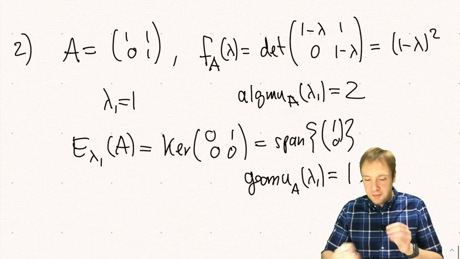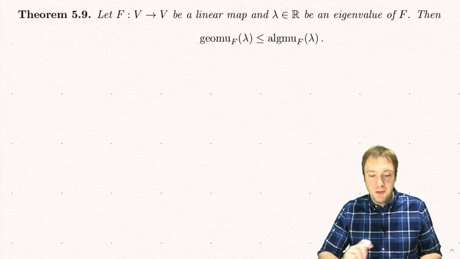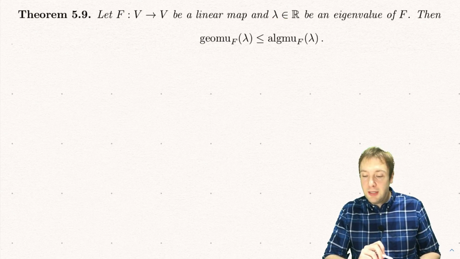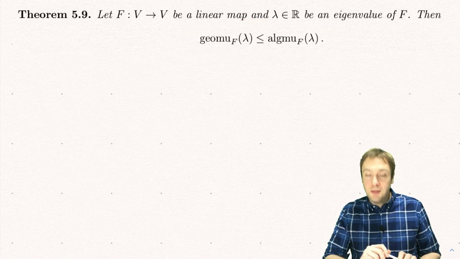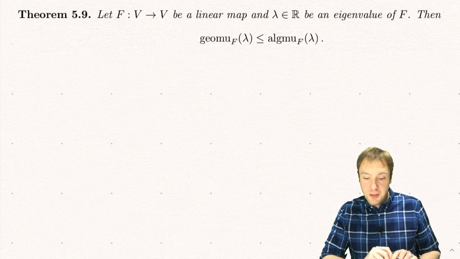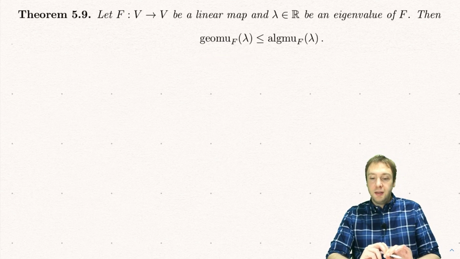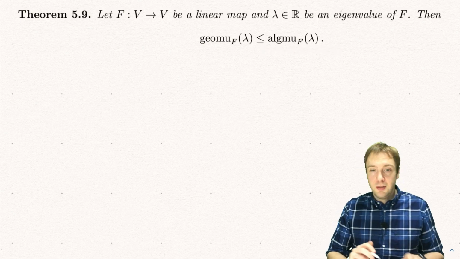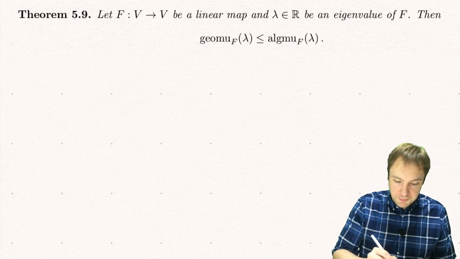And then you might ask, can the opposite also happen? And the answer is no, because we have this theorem stating that if I have a linear map F with an eigenvalue lambda, then the geometric multiplicity of this eigenvalue is always smaller or equal to the algebraic multiplicity. So the dimension of the eigenspace is always smaller or equal to the multiplicity of this eigenvalue in the characteristic polynomial. Okay, so let's prove this.